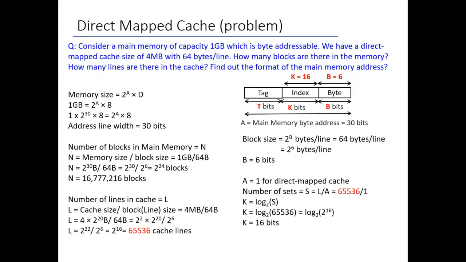Looking into the figure. What is A now? A is actually T plus K plus B. What is now T? Can anyone compute T? How can we compute T? 30 minus 16 minus 6, which is actually 8. Any question? Should we proceed?